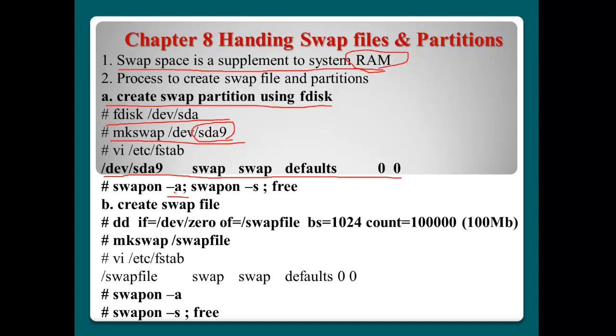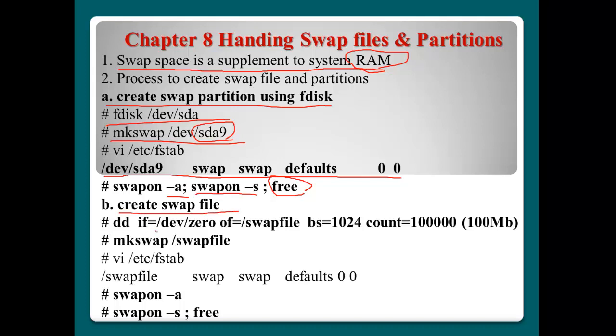And after that, swapon -a will activate this new swap partition, and then swapon -s lets us see all the information for swap. If we use the command free, we can check the whole memory size. Second, create a swap file instead of a swap partition. We can also increase the swap space by creating a swap file.